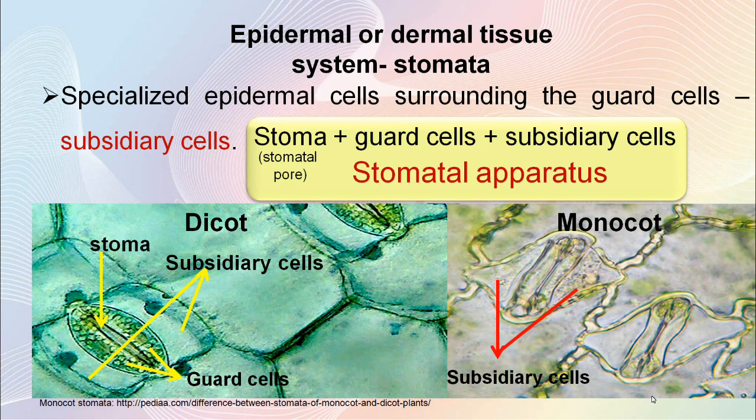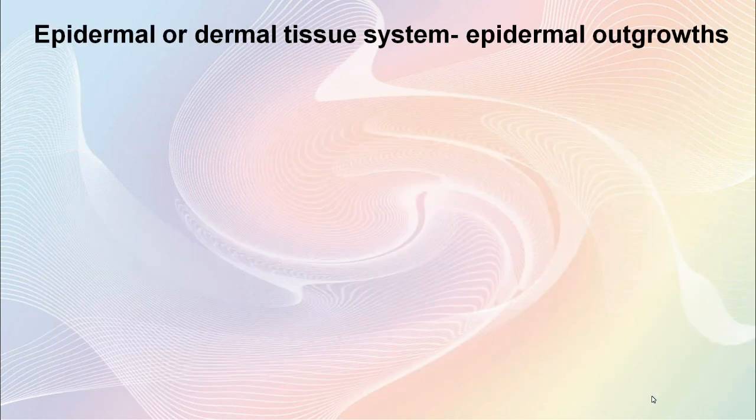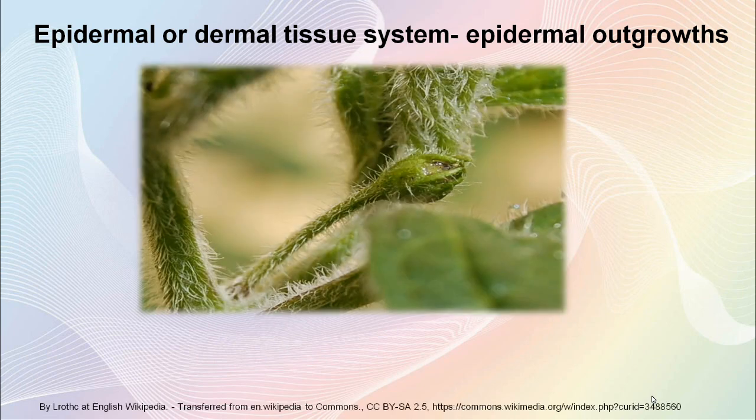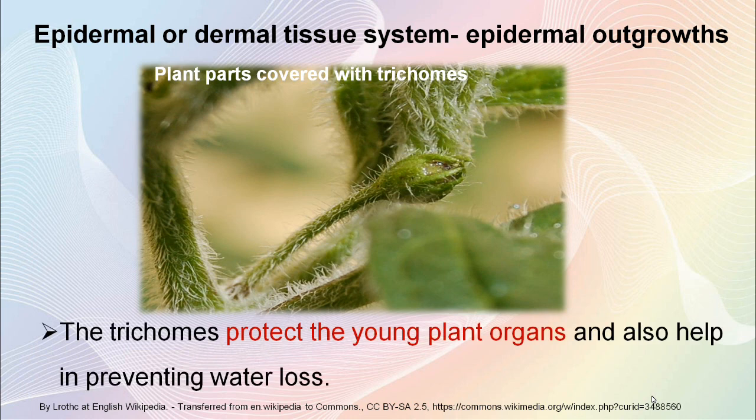Now let us see what are epidermal outgrowths or appendages. Sometimes you might have noted numerous hair-like structures on the stems and leaves of some plants. These hairs are epidermal outgrowths called trichomes. The trichomes protect the young plant organs and also help in preventing water loss due to transpiration.